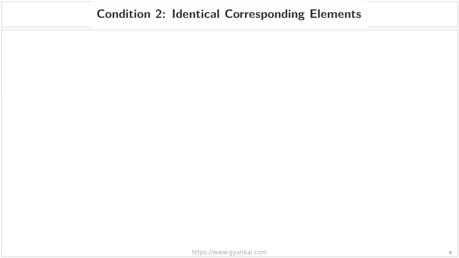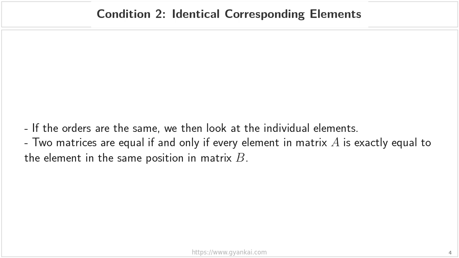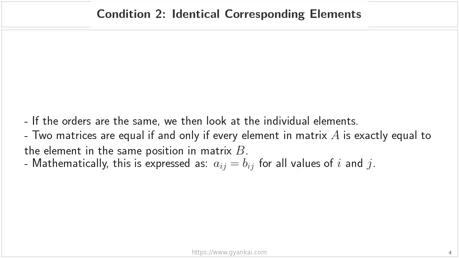Condition 2, identical corresponding elements. Now, once we have confirmed that the orders of the two matrices are identical, we move on to the second mandatory requirement, examining the individual elements. For two matrices to be considered truly equal, it is not enough for them to just be the same size. Every single element in matrix A must be exactly equal to the element occupying the same position in matrix B. In mathematical terms, we express this condition by stating that element A sub ij equals element B sub ij for all possible values of i and j.